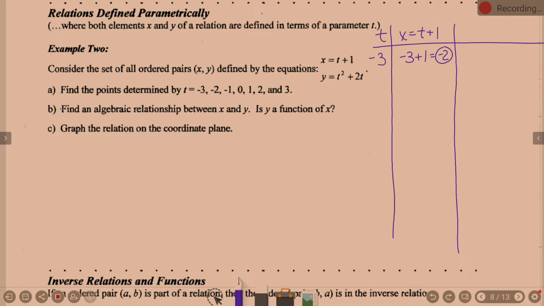I'm going to have a y column. What do you think is going to be at the top of my y column? We're going to find y in this column. So t squared plus 2t. What am I putting in for t this time? Still -3. So -3 squared plus 2 times -3, which is what? 9 plus -6, which is 3.